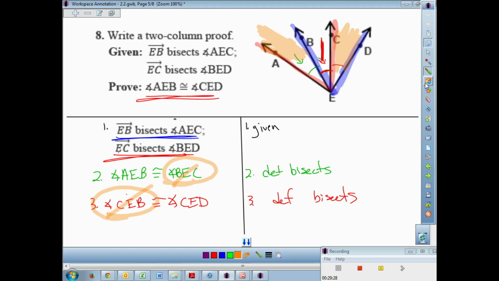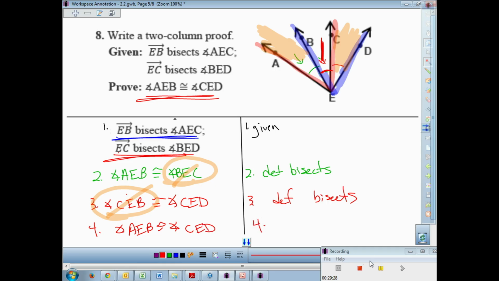That's not what I want to do. So step for angle AEB is congruent to angle CED. Transitive property of congruence says we can do it.